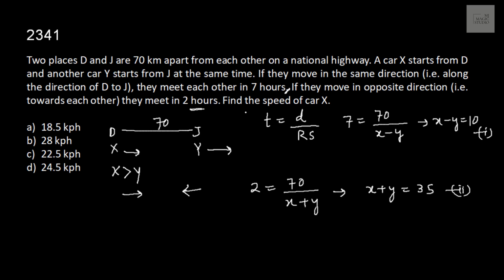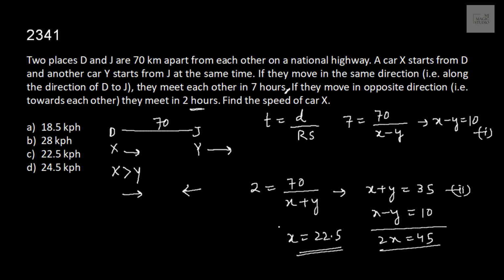Now what is asked? What is the speed of car X? If we solve equations 1 and 2, we can find the speed of X. If we add them up, 2x is 45. That means x is 45 by 2, 22.5 kilometers per hour. Speed of car X is 22.5 kilometers per hour. That features in option C.